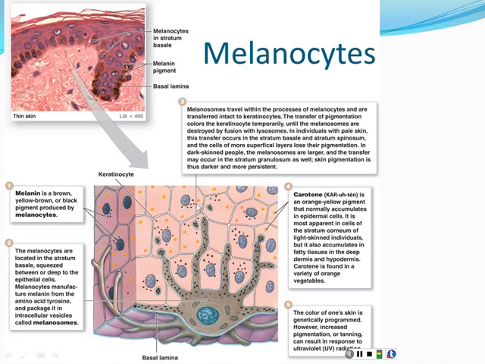The packets of melanin that the melanocytes produce are called melanosomes. So a melanosome is just a packet or a bubble of melanin that's on its way into a keratinocyte to provide that color.